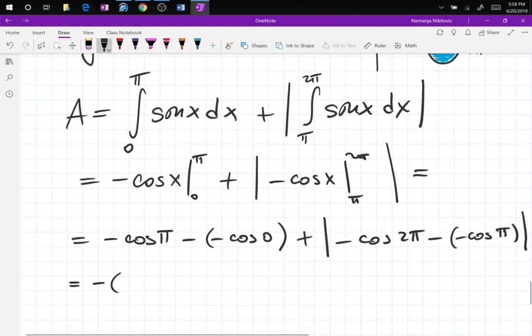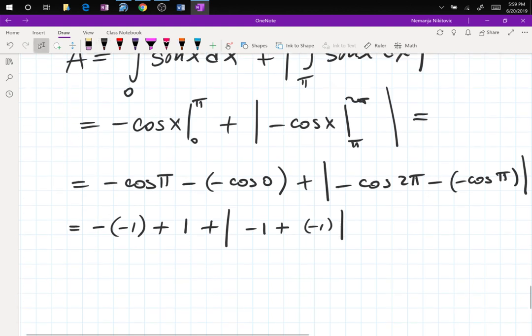Negative cosine of pi is negative 1. Negative and negative is positive. Cosine of 0 is 1. Plus absolute value of negative cosine of 2 pi is negative 1. Minus and minus gives me plus, but cosine of pi is negative 1. And then absolute value. Negative and negative gives me positive, which is 1. Plus another 1. Plus absolute value of negative 2 is going to be 2 plus 2, and that's equal to 4.